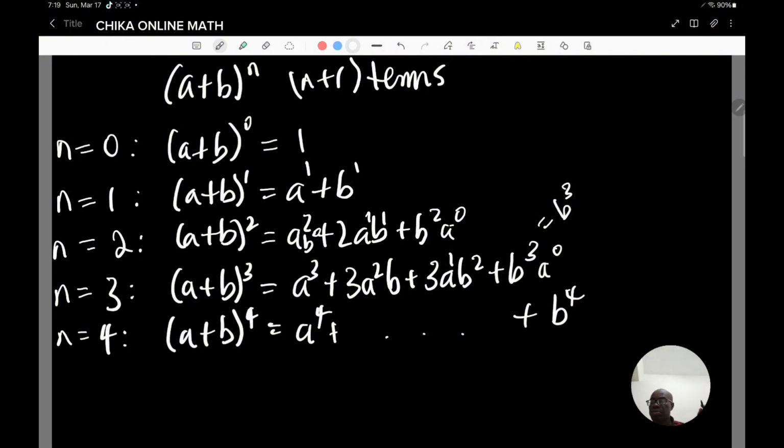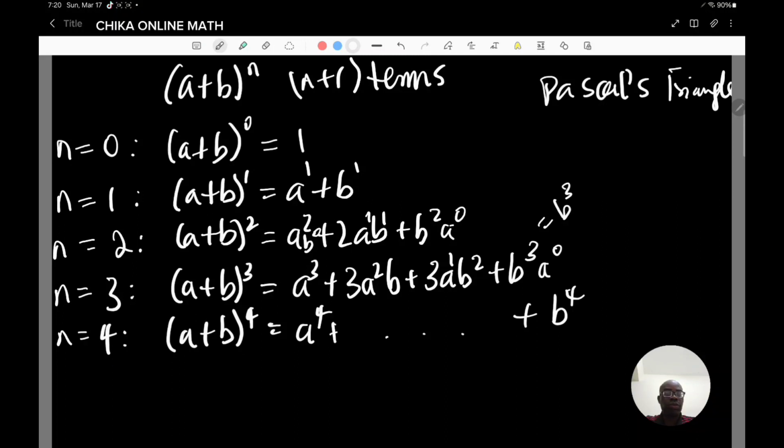Okay, so now for a plus b raised to power 4, we have this. So how do we get these terms in between? It happens that there are two ways of getting these terms in between: Pascal's triangle and the combination method. Now what is a Pascal's triangle? Before we delve into Pascal's triangle, let's observe the coefficients of the expansion we have gotten so far.